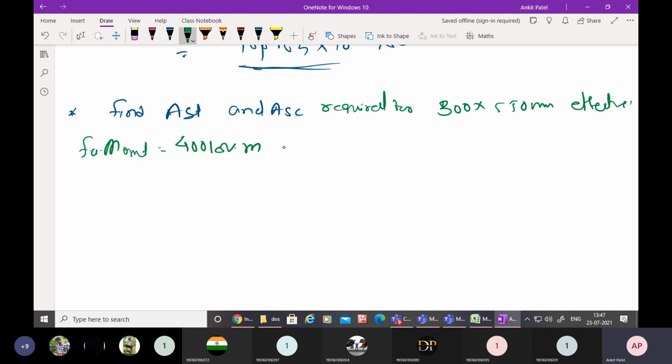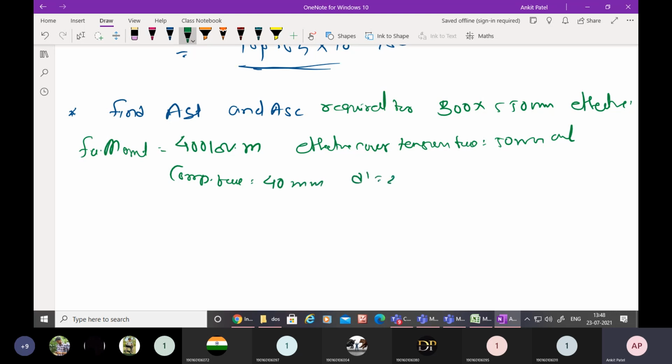The effective cover for the tensile and compression reinforcement are: effective cover for tension face is equal to 50 mm, and for compressive face is equal to 40 mm. So you can say d dash is equal to 40 mm. Now M20 grade of concrete is given and Fe415 steel is given.